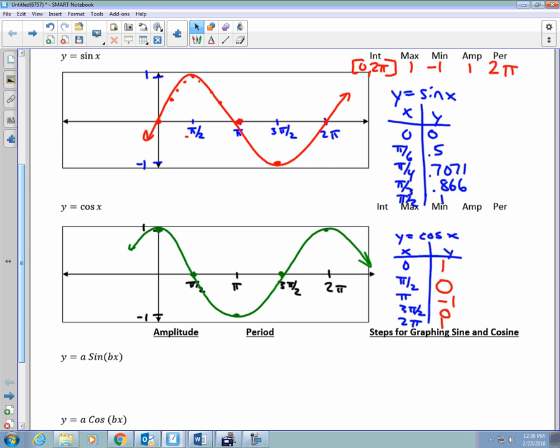In fact, every single cosine function can be written as a sine function, and every single sine function can be written as a cosine function. I just simply take this and move it up here. You can see how similar they are, right? If I simply shift it, they are identical.